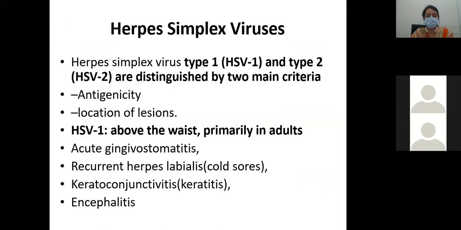Herpes simplex virus type 1. We see the lesions above the waist, primarily in adults. With these lesions there are also acute gingival stomatitis and recurrent herpes labialis, also called cold sores, and keratoconjunctivitis, also called keratitis, and encephalitis.